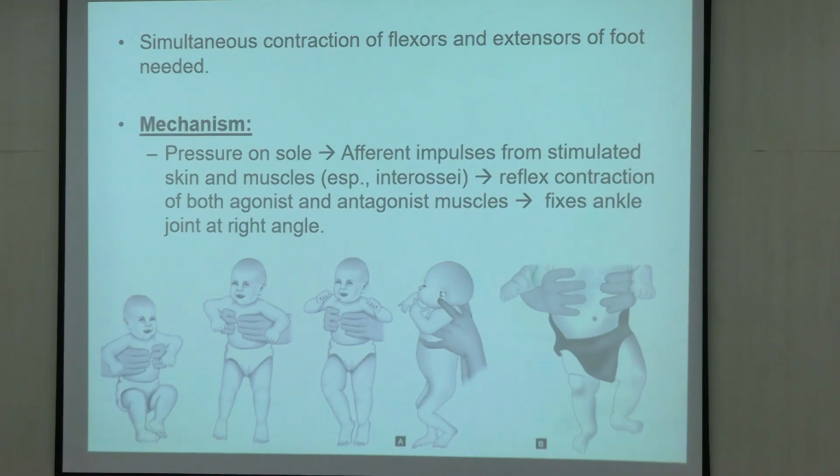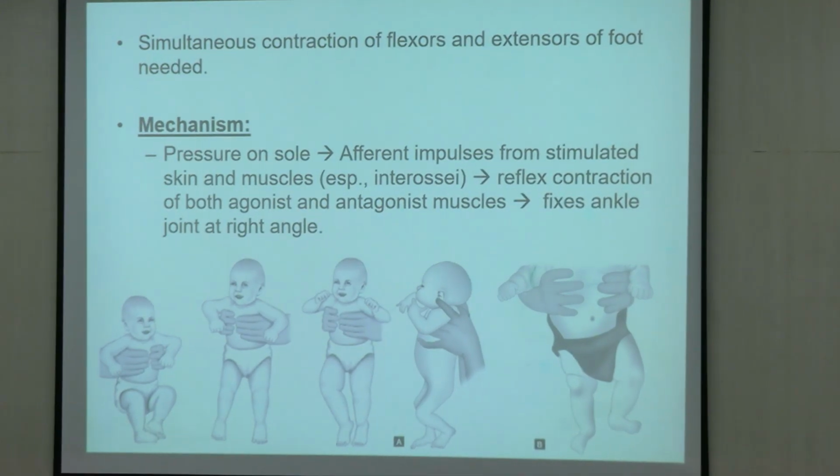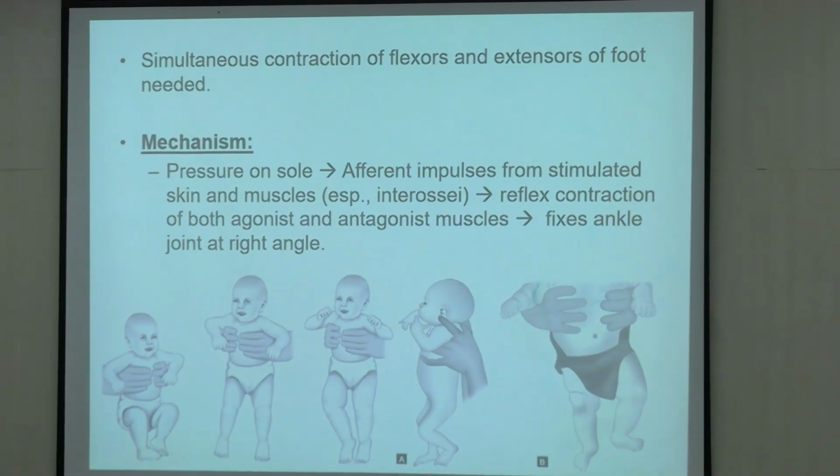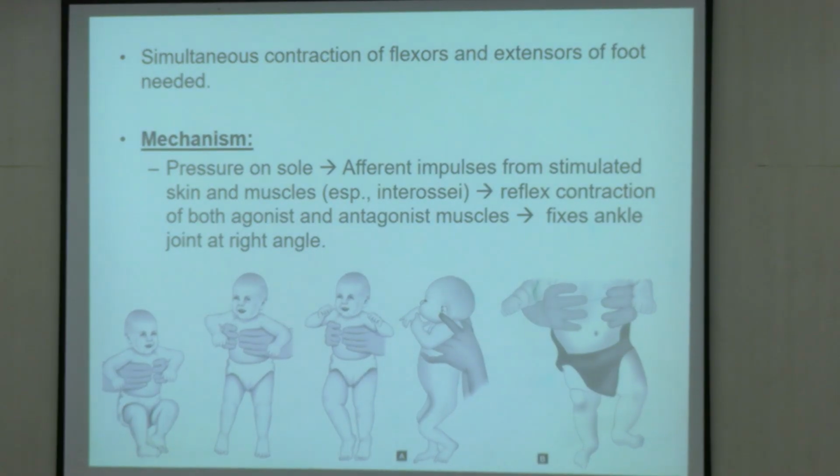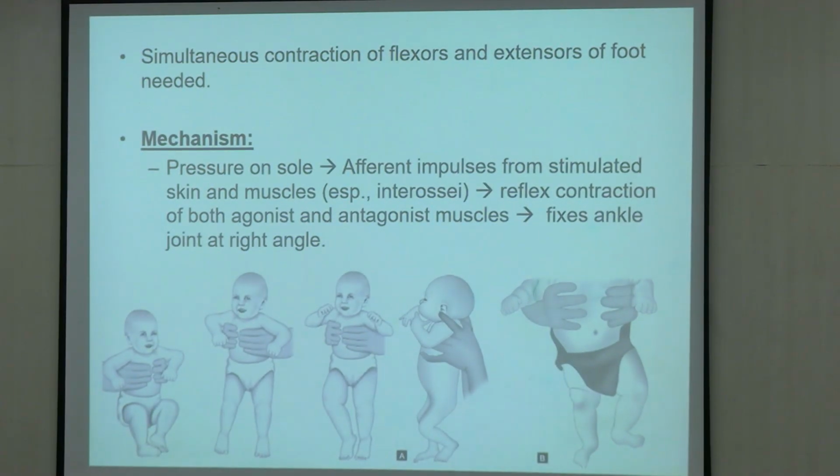Along with that, the skin and the muscles, the interossei group of muscles, from all of this, afferent impulses go to the spinal cord, causing a reflex contraction of both the agonist and antagonist. So if both muscles contract, only then will the ankle be in its neutral position, right?